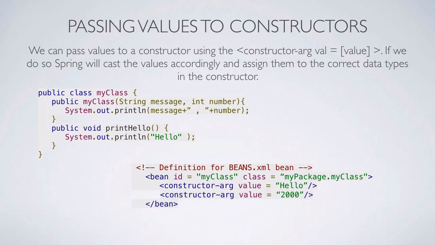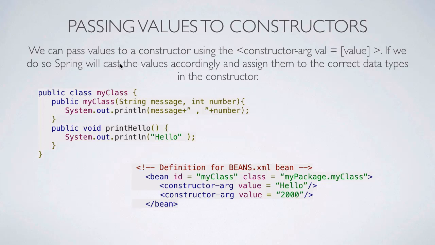So in this case, we have changed up my class a little bit. We have a public my class with a constructor, string message, and then an int number. Then we print the message, comma, the number. We can pass values into a constructor by using the constructor arg value equals and then the value.